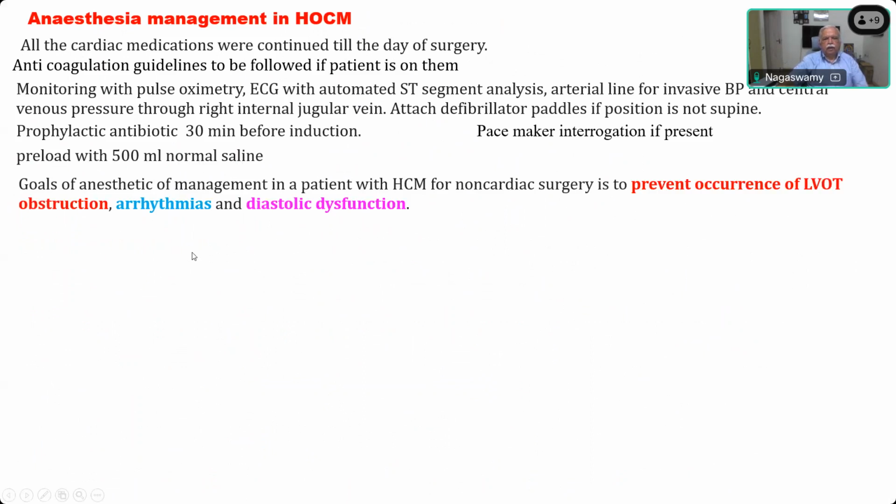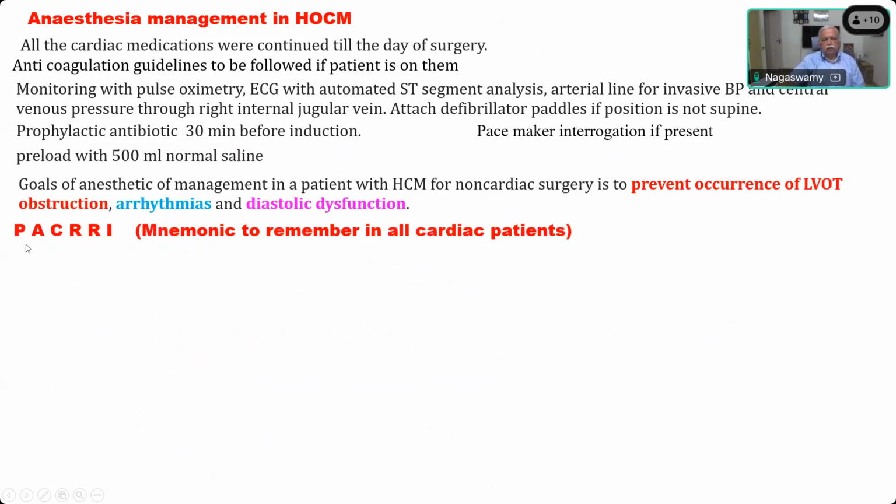left ventricle. Now, the goals of the management are prevent occurrence of LVOT obstruction, that is to maintain cardiac output all the time, prevent arrhythmias, prevent diastolic dysfunction. These are the three important goals. Now, this is the common mnemonic to remember in all cardiac cases, whether they are valvular or whether they are ischemic heart disease. Any cardiac patient, you remember these 6 points. P stands for preload, A stands for afterload, C for contractility, R for rate, R for rhythm, and the I for ischemia or ischemia prevention.